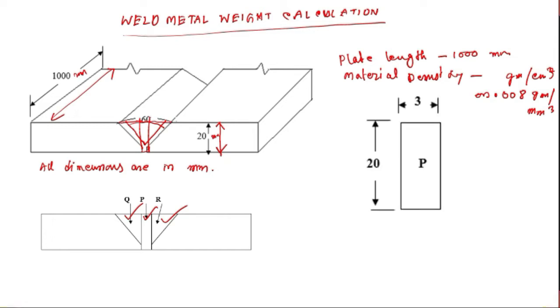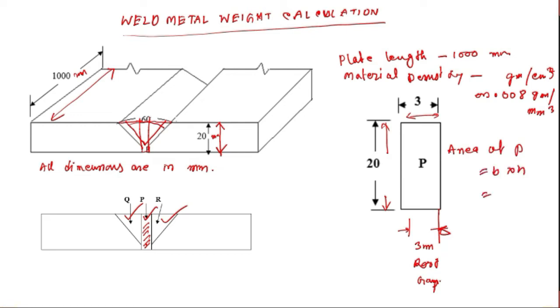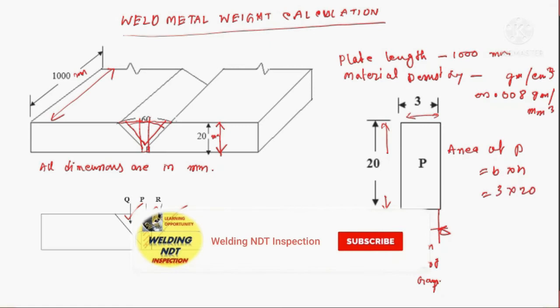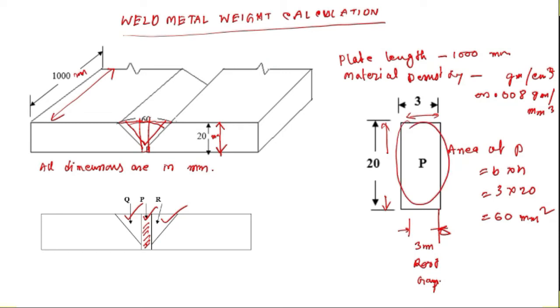See here, first you have to calculate this area, the P. P is, this length is 20 and this is 3 mm. What is this 3 mm? You can call it the root gap. So the area of P equals V into H. How much is it coming? 3 into 20, that is 60 mm². So the area of P is 60 mm².